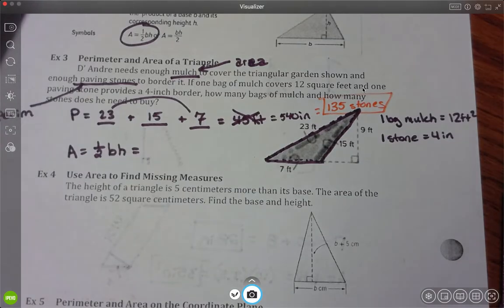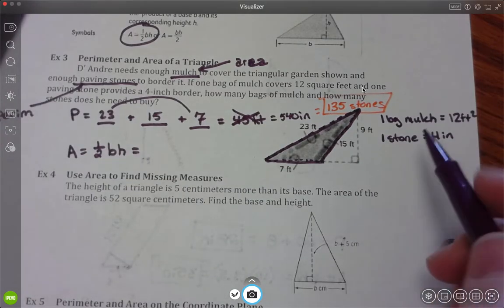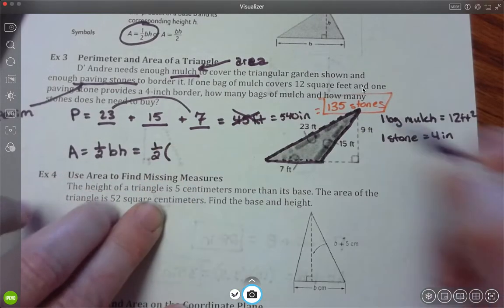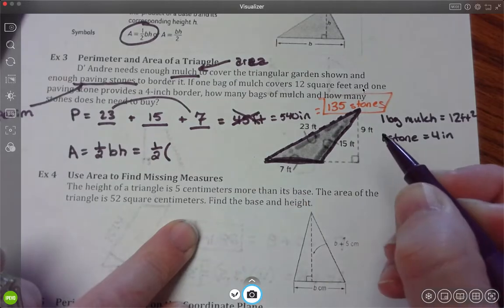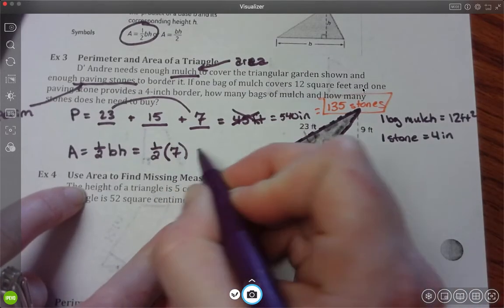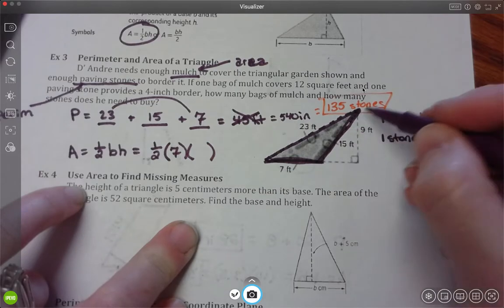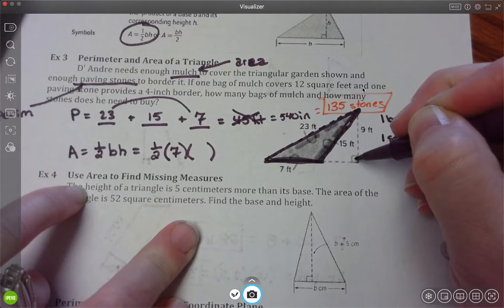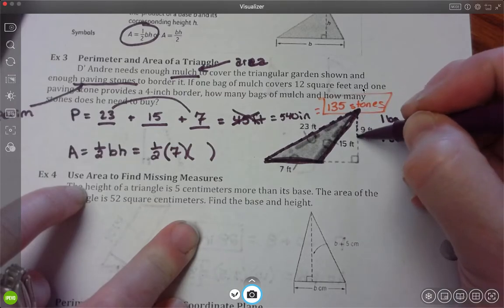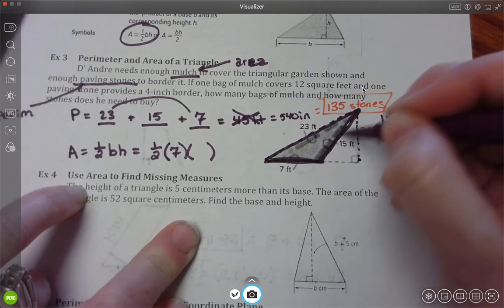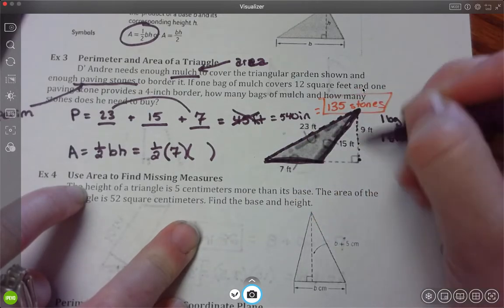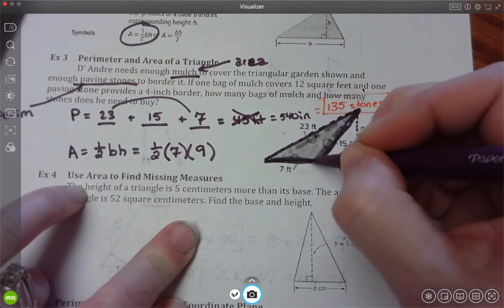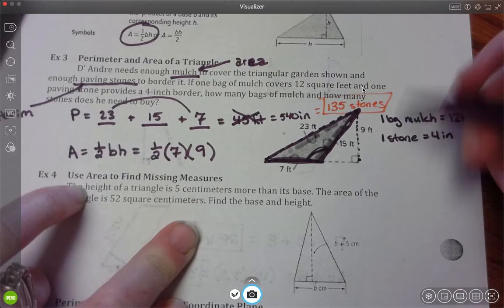Now, the next one that we need to do is the area to figure out how much mulch we need. So I need 1/2 base times height. The base is going to be 7, just that little base right there. Height, now which one is the height? Is it 15 or is it 9? The height has to be that vertical height that's perpendicular to the base. So even though the 9 is out here to the side, because this is an obtuse triangle, that 9 is what my height is going to be. It's not 15. This one looks kind of funny because it's an obtuse triangle. This is an obtuse angle. But that's the dimension that I use.